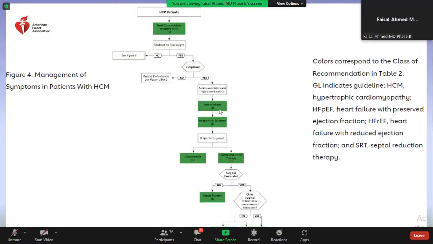In case of symptomatic hypertrophic cardiomyopathy patient, we should firstly curtail any use of vasodilators and diuretics. If symptoms still persist, we should add beta blockers or rate-limiting calcium channel blockers. If symptoms yet persist, then we should add on disopyramide, and we should plan for septal reduction therapy that can be by means of alcoholic septal ablation or can be surgical septal myectomy.